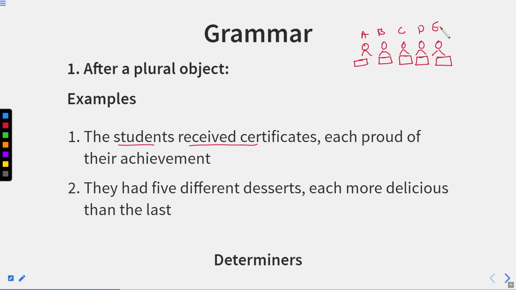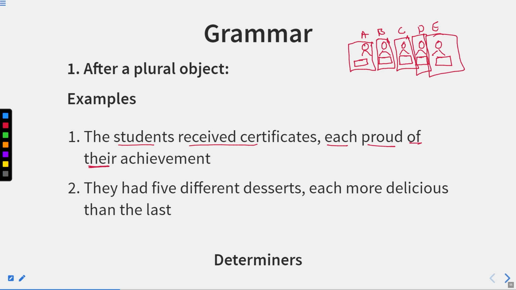So all the students got the certificate. A has got the certificate, B has got the certificate, C has got the certificate, D has got the certificate, E has got the certificate. Each proud of their achievement. Now, here it is written each proud of. It means I'm talking about each one. A is also proud of, B is also proud of, C is also proud of, D is also proud of, and E is also proud of. Of what? Of their achievement.